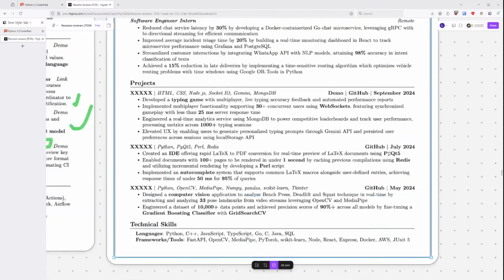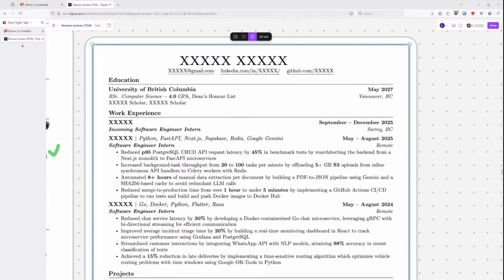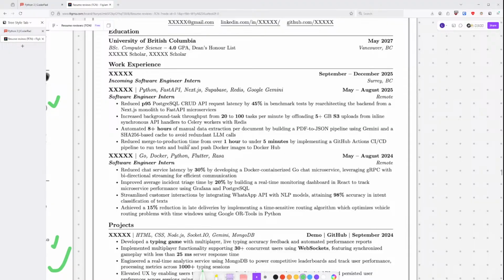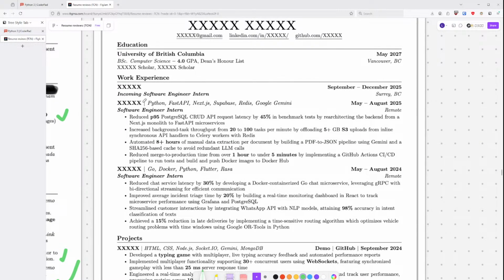Less bolding. Yeah, bolding here is acceptable. Experience for ongoing internship. Okay, let's have a look. Backend, I like benchmarks. Those are good. Background tasks, Celery. Okay. From inline to Celery. Okay. Automated 8+ hours of extraction, Gemini. Okay.